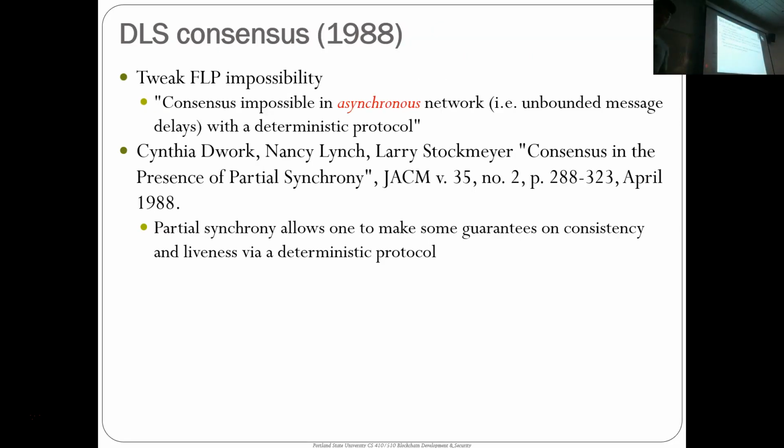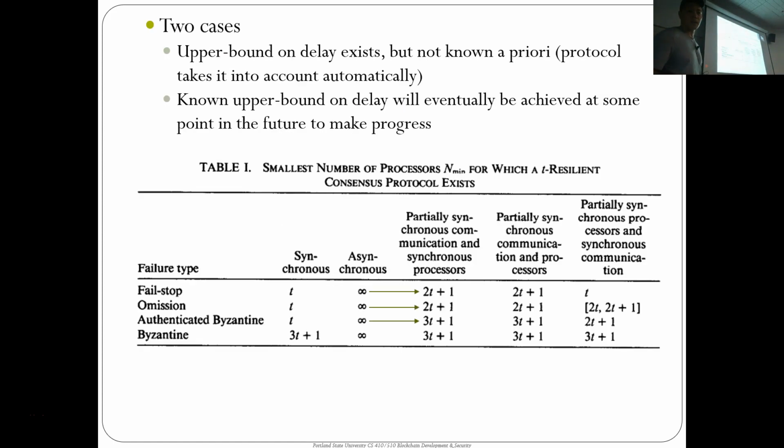Okay, another system that was proposed is the DLS consensus protocol in '88. This system tweaked the impossibility result by making an assumption on the asynchrony part. They show that if you loosen this asynchronous part, if you assume partial synchrony, then you can actually make some guarantees on consistency and liveness using a deterministic protocol. So this is the next class.